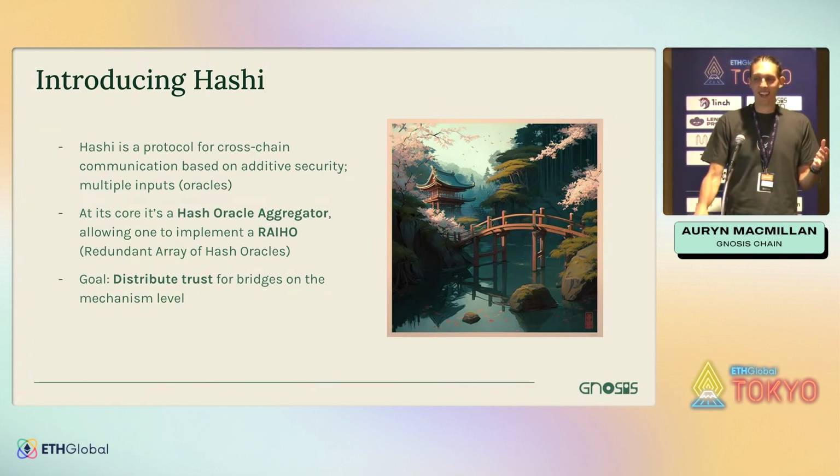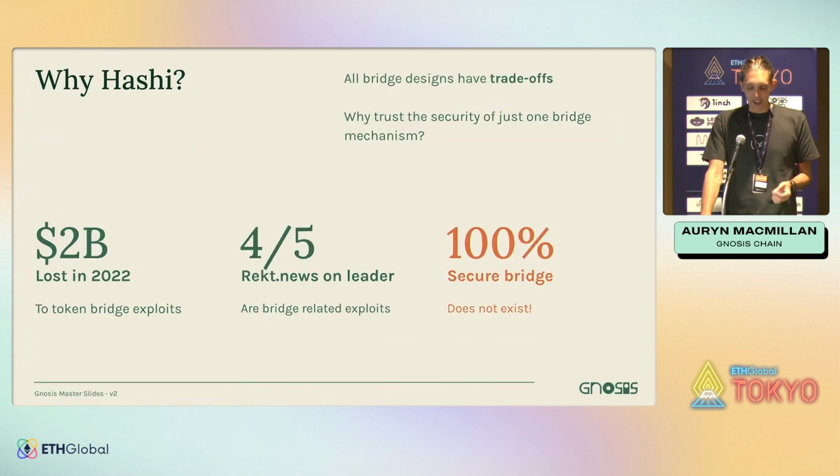The idea here is to distribute trust for bridges on the mechanism level, and not put all of your system's trust into one bridge oracle. The reason for that is that bridges have been responsible for an outrageous amount of loss over the last couple of years. More than $2 billion in 2022 was lost because of bridge exploits. The top 4 of 5 items on the rekt.news leaderboard are bridge-related hacks.